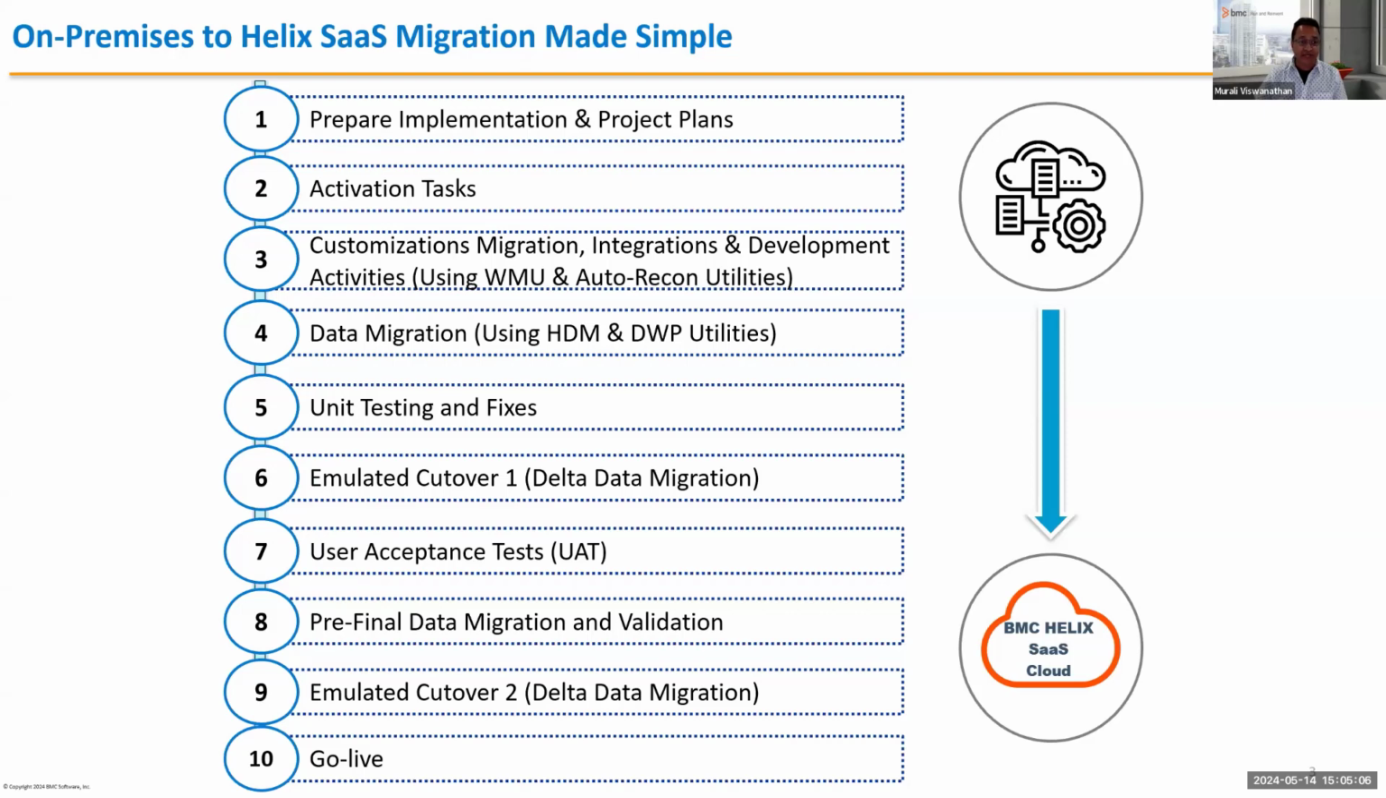The next stage of the project will be your unit testing. Then we'll cover the Delta migration, which is the incremental run with an HTML tool. Then we cover the phase for UAT, pre-final migration, and then Emulate Cutover 2, which is practicing your Delta migration again and noting down all your timings, and then we go live.